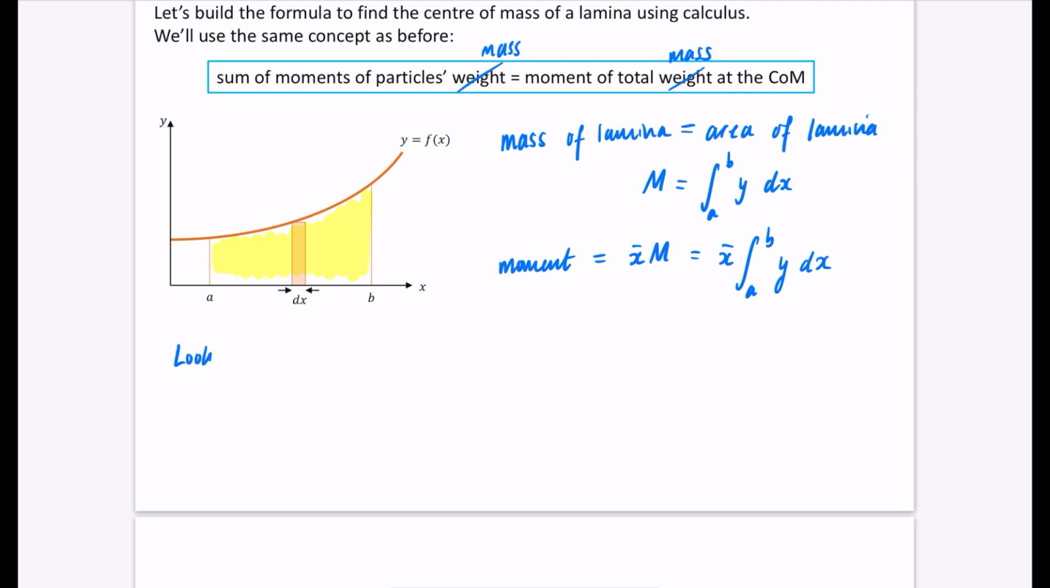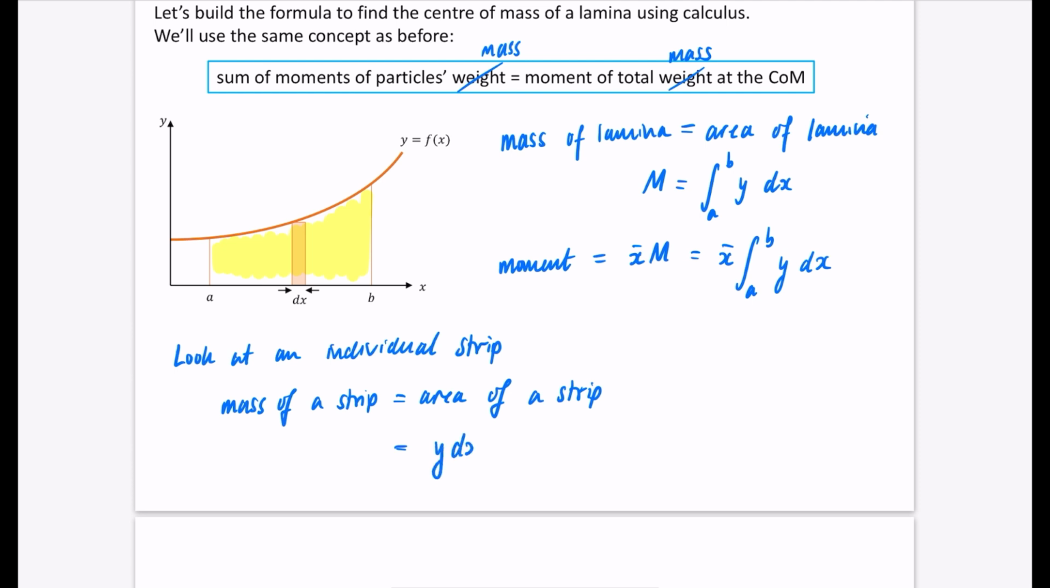Let's look at an individual strip. The first thing we need to do is find the mass of a strip, which is the same thing as the area of a strip. The area of one of these strips, this little rectangle that we've got here, is dx along the bottom multiplied by its height, which is y. So the area is y dx, because it is a rectangle where the height is y and the base is dx.